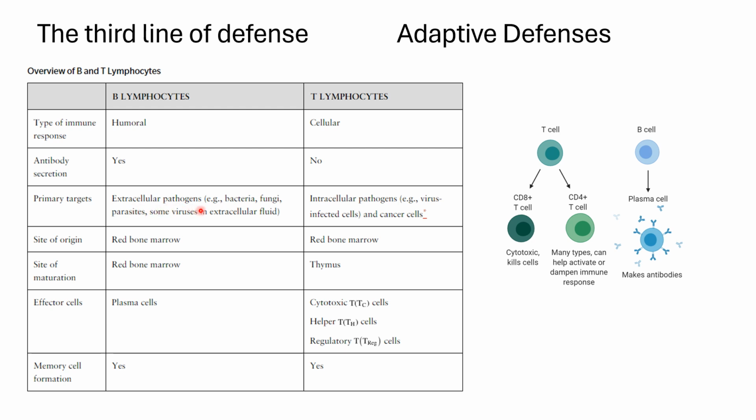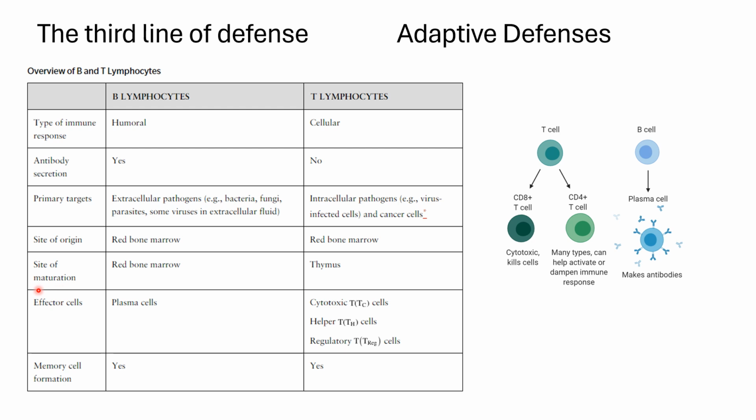And then what are the primary targets of the B lymphocytes? They're extracellular pathogens like bacteria, fungi, parasites, some viruses in the extracellular fluid. Whereas the T lymphocytes attack the intracellular pathogens, for example virus infected cells, cancer cells, where the pathogens are inside the cells. And what is the site of origin? Both are made in red bone marrow.